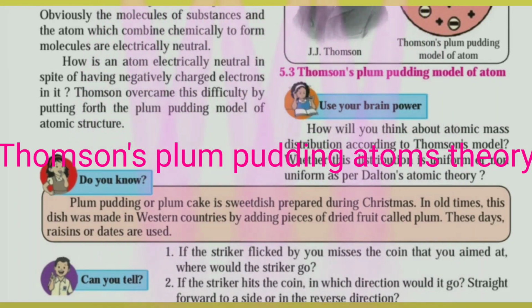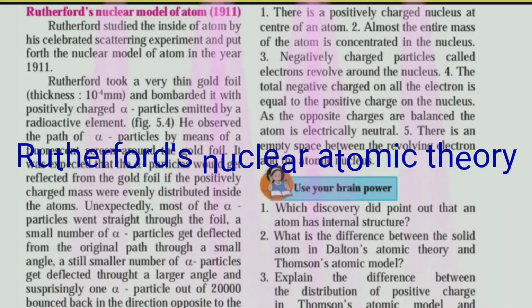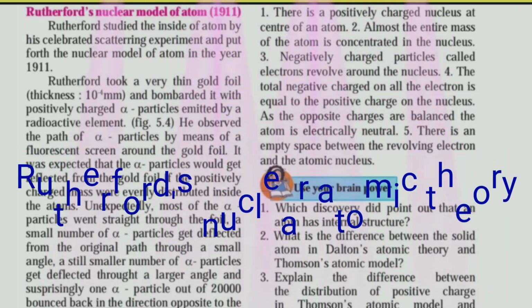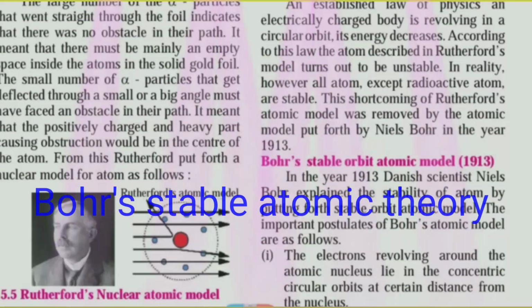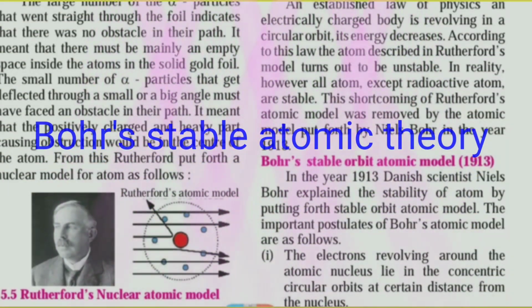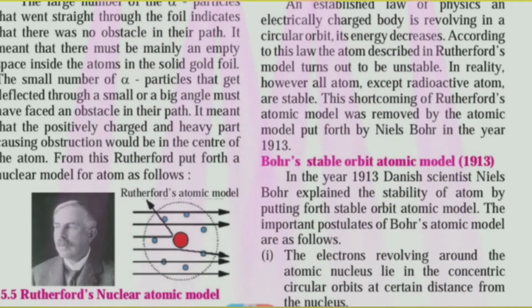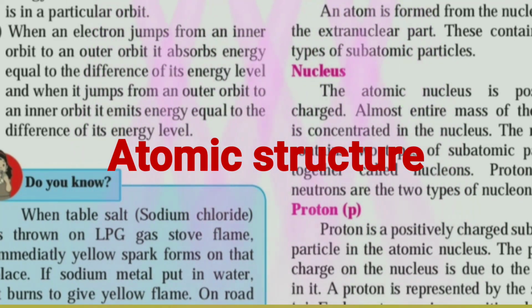Then we have seen Thomson's plum pudding model of atom. Then we have seen Rutherford's atomic model. In that we have seen an atom has a tiny dense positively charged nucleus at the center of an atom. Then we have seen Bohr's stable orbit atomic model. In the year 1913, Danish scientist Niels Bohr explained the stability of atom by putting forth the stable orbit atomic model. Now students, we are moving towards the next topic, that is atomic structure.